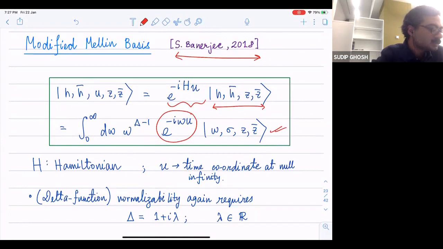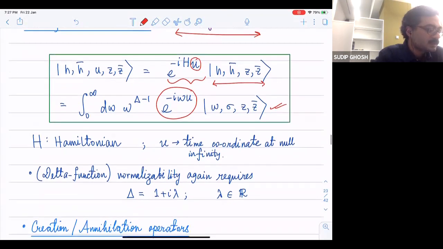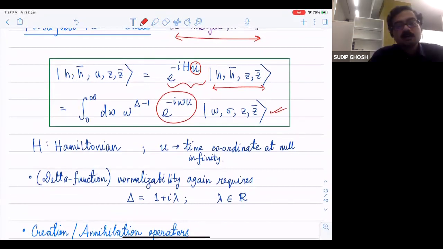Now you may ask what the interpretation of this extra label u is. We will see in a short while that this extra label u has the interpretation of a time coordinate, and it can be thought of as either the retarded or advanced time coordinate along null infinity. We will see in a brief while why that interpretation makes sense.